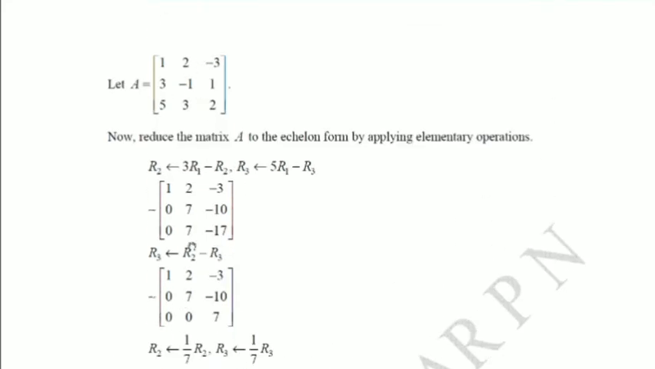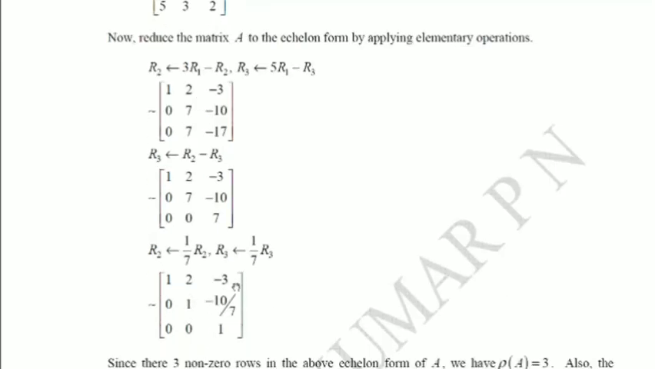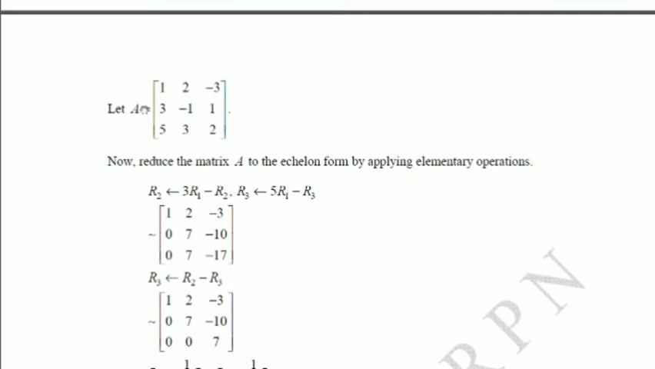That means these two are equivalent. Either you can use this or this, the rank will not change. Now, what is the rank of the given matrix? Since there are 3 non-zero rows. Non-zero rows means at least one of the entries in that row is non-zero. So there are 3 non-zero rows. Therefore, the rank of the matrix A is 3.